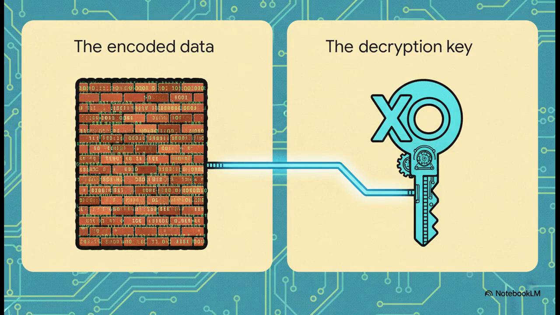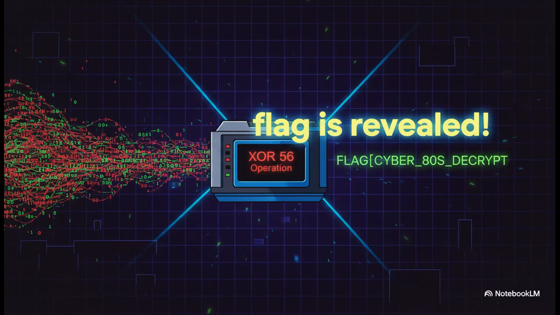So here's what we've got. We have the 2 pieces of the puzzle. On one hand, inside the program, there's this string of what looks like total gibberish. That's our encoded data. And on the other hand, we have the key to unlock it, that XOR 56 operation. And this is the cool part. We don't even have to run the program. We can just take that scrambled data, apply the XOR 56 key ourselves, and boom, the hidden flag just appears. Method 1 complete, done and dusted.